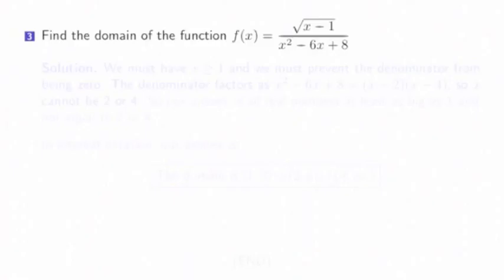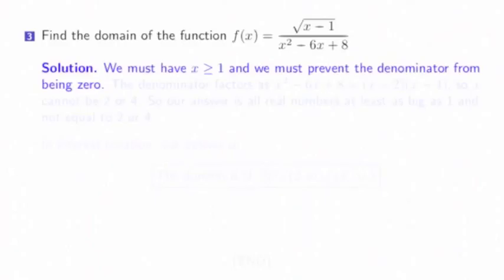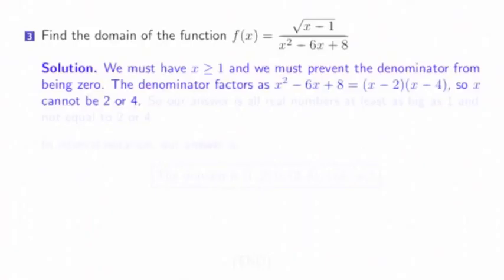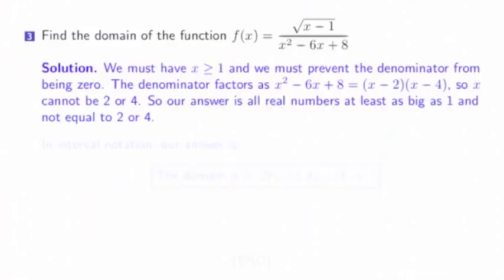One more problem here. Find the domain of this function. This radical in the numerator says we have to have x at least equal to 1. But we also must prevent the denominator from being 0. If I factor the denominator, I get the denominator is x minus 2 times x minus 4. So if x were 2 or x were 4, the denominator would be 0. So we have to rule those out. So our answer is all real numbers at least as big as 1 to make the radical happy, and not equal to 2 or 4.